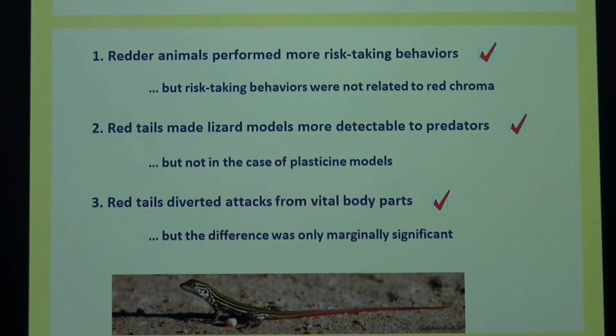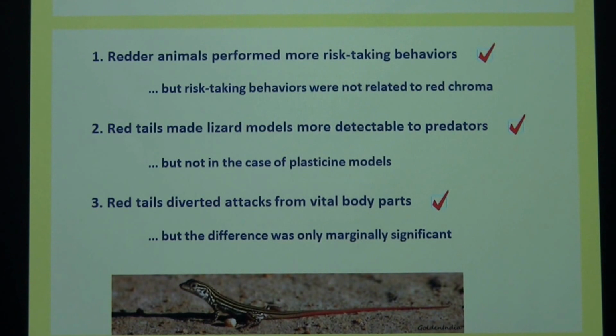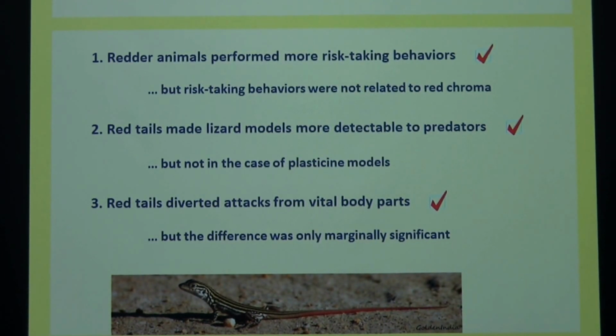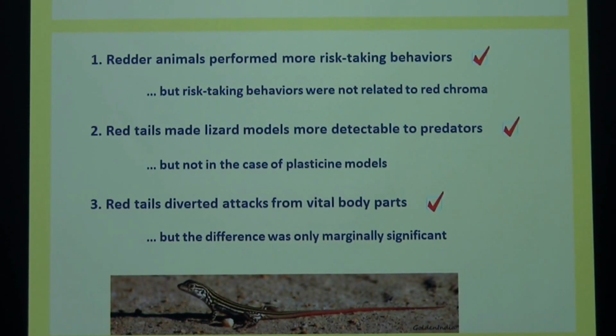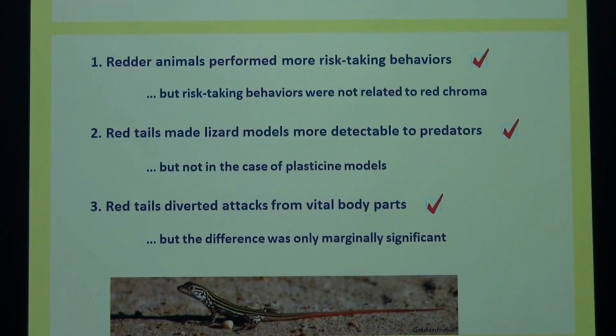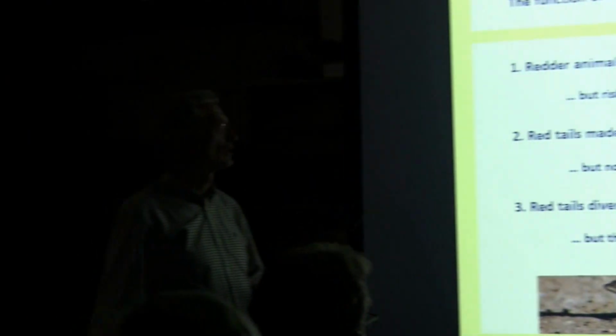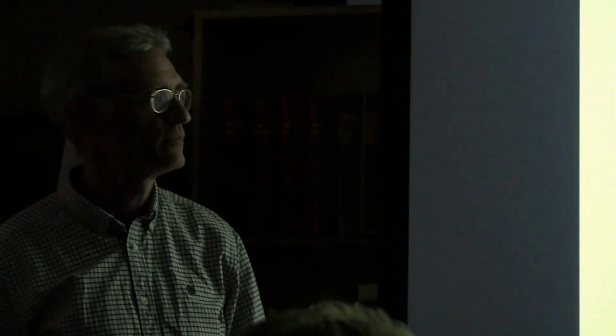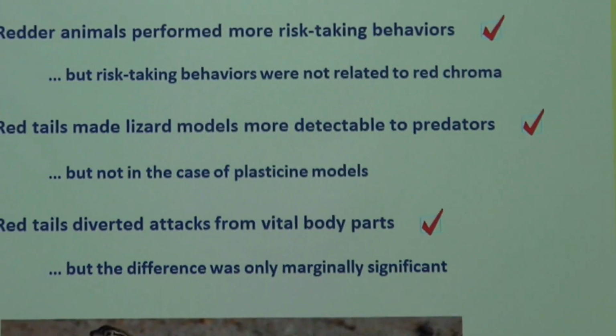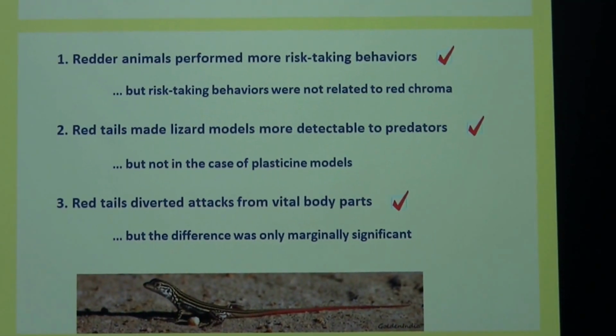To summarize the studies about the decoy hypothesis in hatchlings, we found results consistent with 3 predictions of the hypothesis, and in general they suggest that red tails are effective decoys for avian predators. However, our results were not clear-cut for a number of reasons. For example, risk-taking behaviors were not related to red chroma, only to hue. Red tails did not make plasticine models more detectable to predators, and the difference in the proportion of attacks on the tail between models with red and striped tail was only marginally significant.